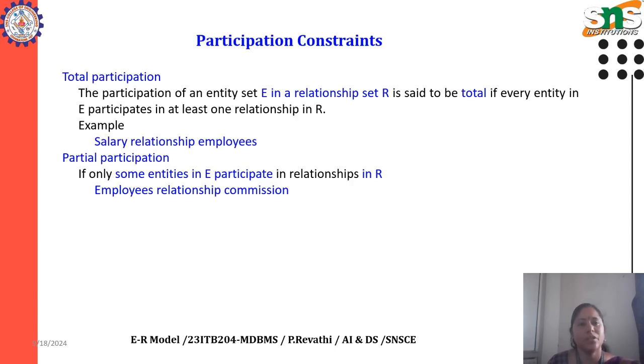Participation constraints. Total participation. The participation of an entity set E in a relationship set R is said to be total if every entity in E participates in at least one relationship in R. Example, salary relationship employees. Partial participation. If only some entities in E participate in relationships in R, for example, employee relationship commission.